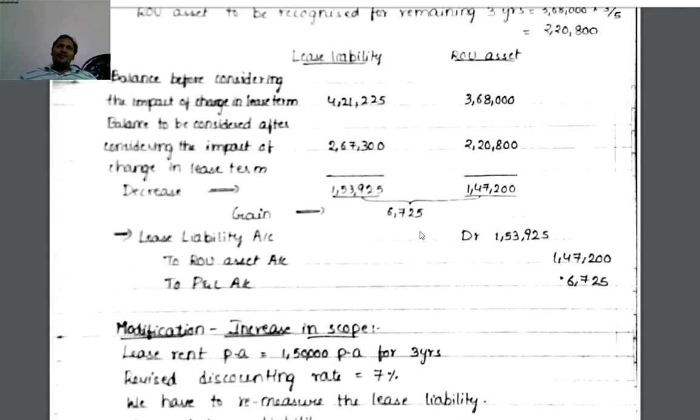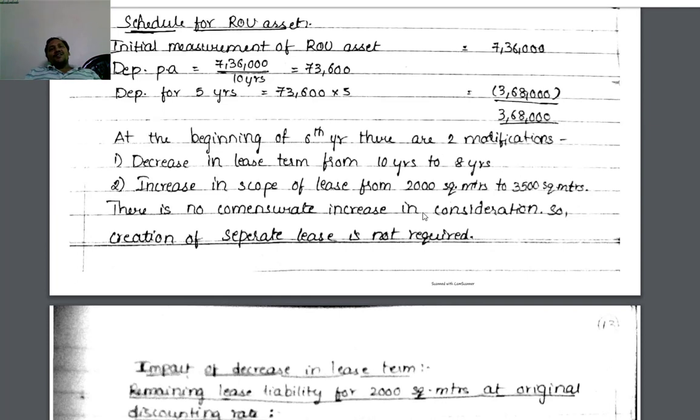The specialty of the problem is that it involves two modifications. One is the decrease in the lease term from 10 to 8 years. The other one is an increase in scope. Now, the increase in scope is not supported by commensurate consideration, so a separate lease is not required. That is the first point. The second one, lease term reduced from 10 years to 8 years. Whenever such a situation arises, this is not a decrease in the scope of the lease, that is, the space of the lease. If the space of the lease reduces, then proportionately we can reduce the liability and ROU. This is only a decrease in the lease term.